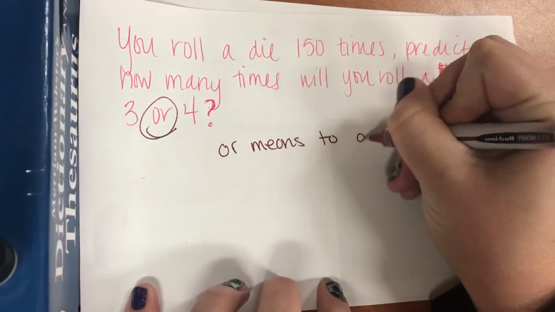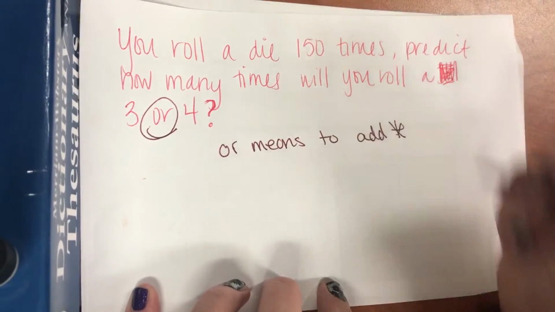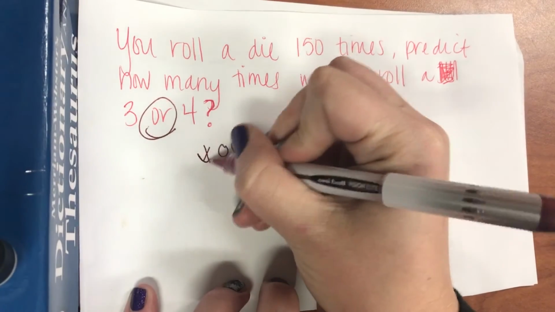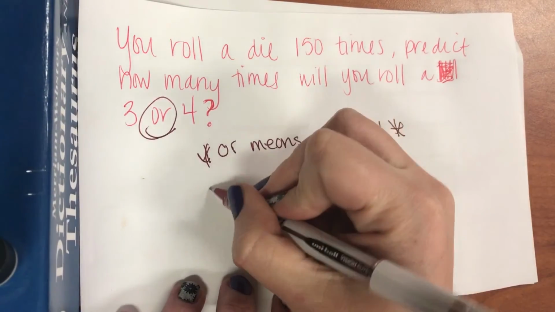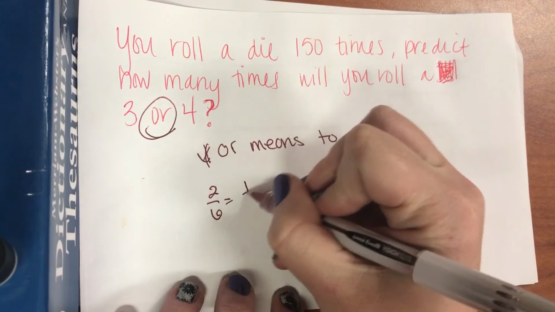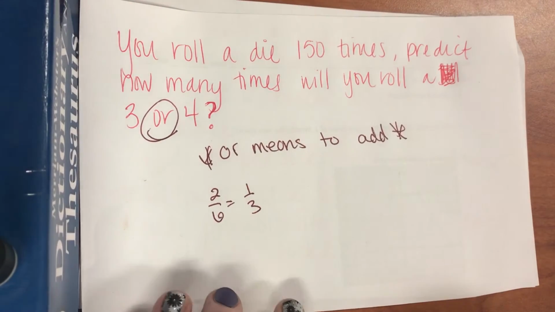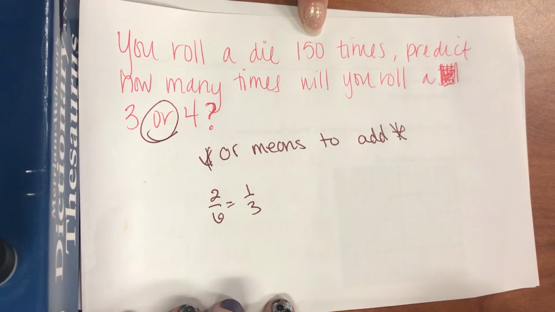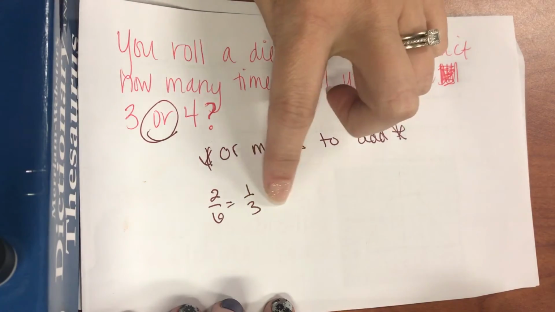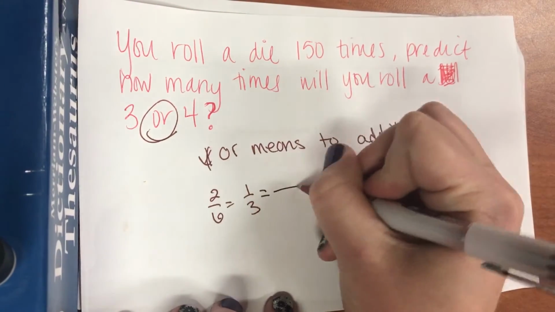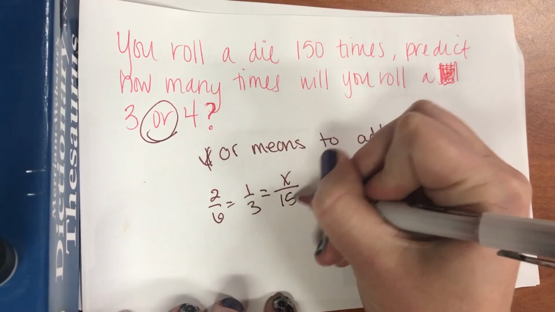To add, I have to write it down. So 1/6 plus 1/6 is 2/6, which simplifies to 1/3, which is a third. But if it's out of 150 times, and this is out of 3, then I'm going to set up a proportion. So 1/3 equals x over 150.